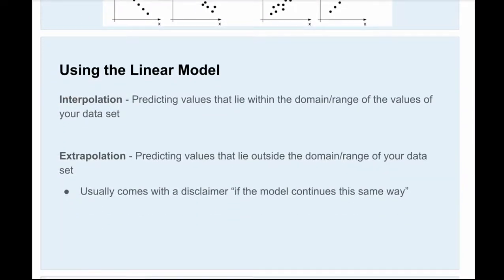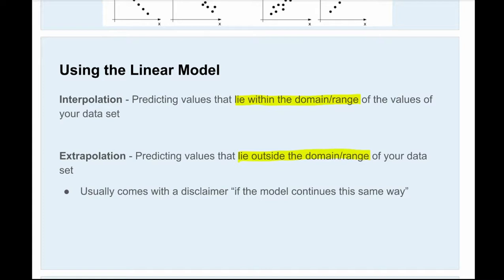We can also use the linear model to predict. And there's two types of predictions. One is interpolation, and this is predicting values that lie within the domain or the range of the values of our data set. And extrapolation is predicting values that lie outside the domain and range of our data. So these are terms we have to consider when making predictions.